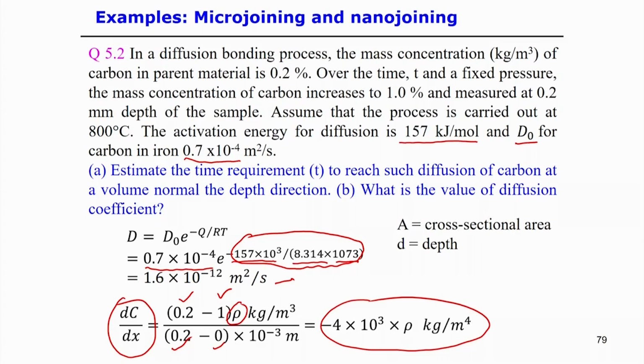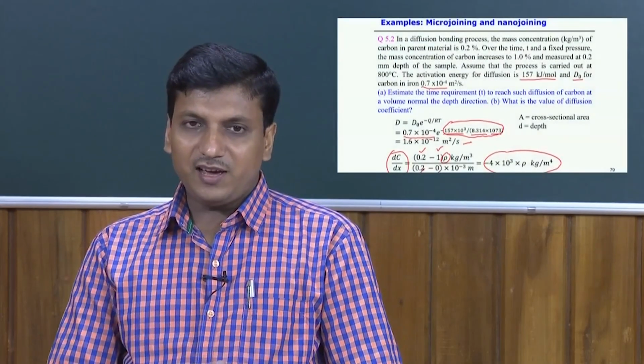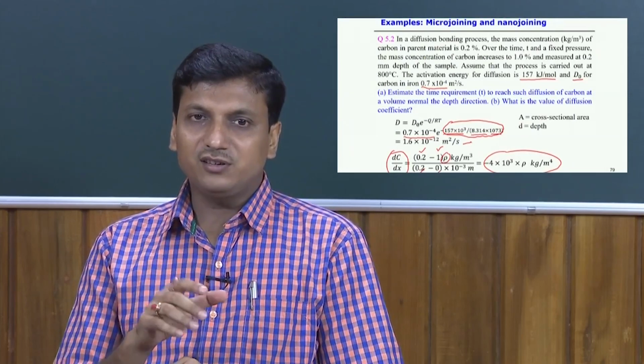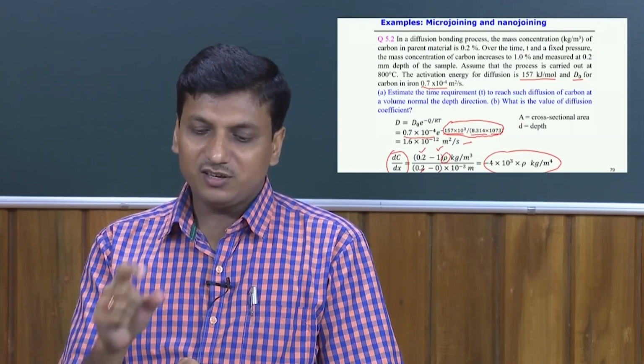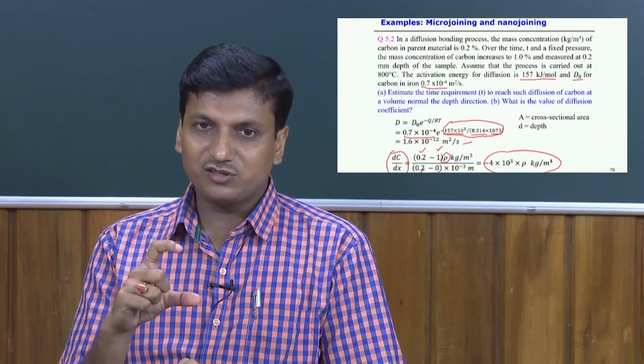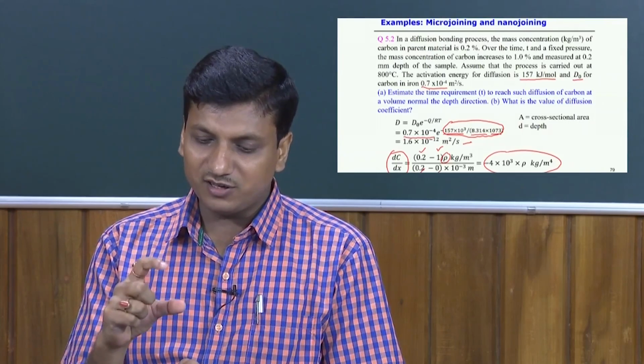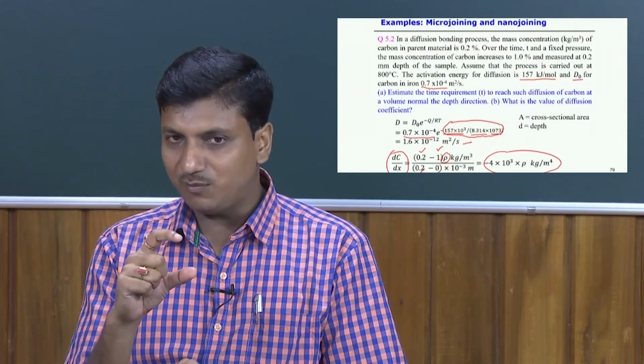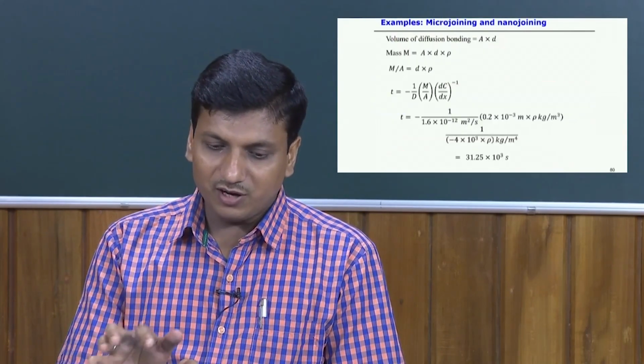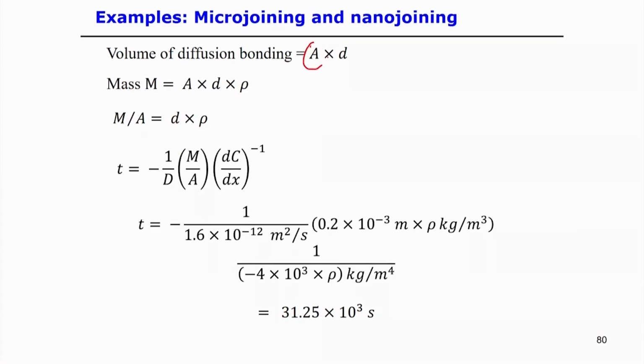Suppose this diffusion happens over the cross sectional area A, and the depth we measure normal to the cross sectional area is d. Now, the volume of the diffusion bonding is basically the cross sectional area times the depth d. So, that represents the total volume of the diffusion bonding.